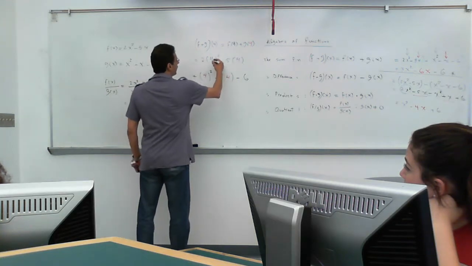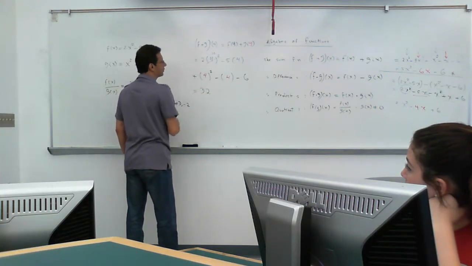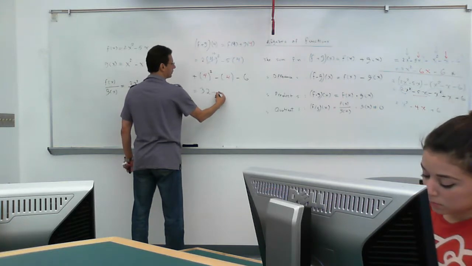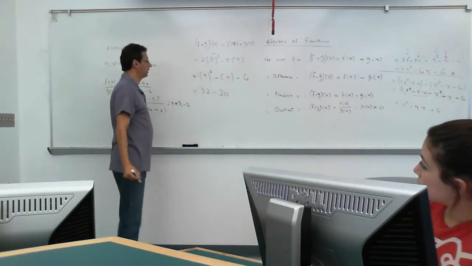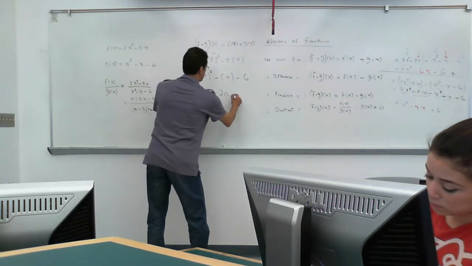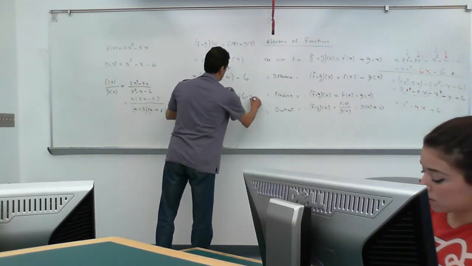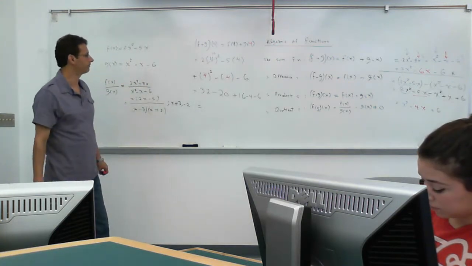Four squared is what, everybody? 16. So 2 times 16, 32, minus 5 times 4, minus 4, okay. 16 minus 4, minus 6. Okay.